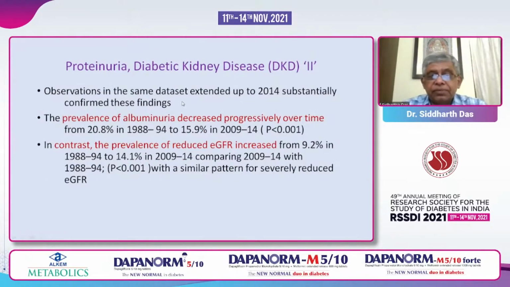The same database extended up to 2014 revealed that the prevalence of albuminuria decreased progressively over time from 20.8% in 1988 to 94 to 15.9% in 2009 to 14. In contrast, the prevalence of reduced eGFR increased from 9.2% in 88 to 94 to 14.1% in 2009 to 14, which is significantly higher, suggesting that what we are gradually detecting is non-albuminuric chronic kidney disease in diabetics.